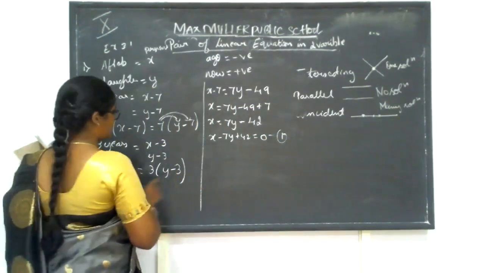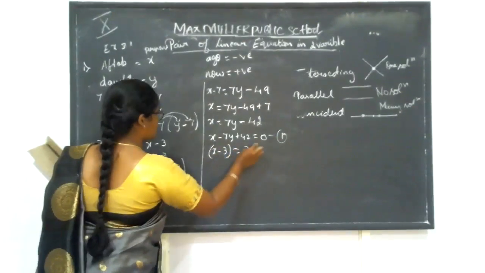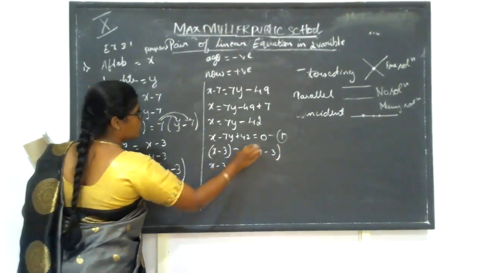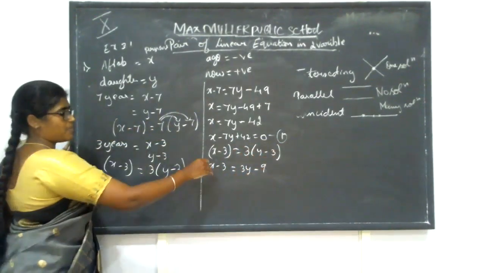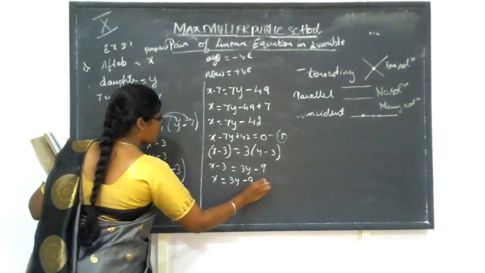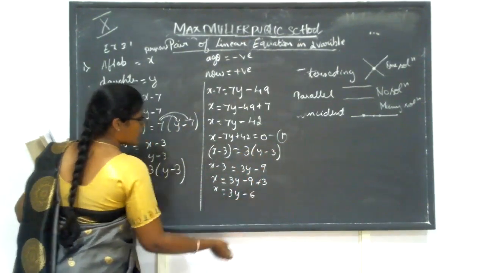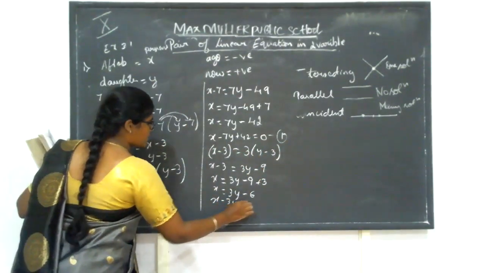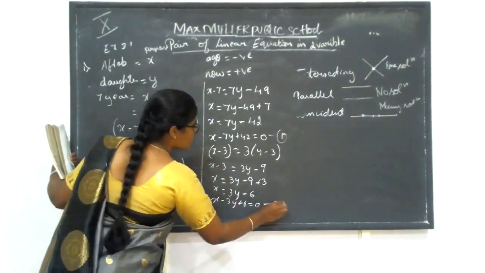Then coming to equation number 2, that is 3 years ago. What is the equation? x minus 3 is equal to 3 into y minus 3. So what happens? x minus 3 is equal to 3y minus 9. Minus 3, if it is going that side, plus 3 it is. 9 plus 3... so you have x is equal to 3y minus 6. Take everything this side, what happens? x minus 3y plus 6 is equal to 0. Clear? Understood? This is equation number 2.